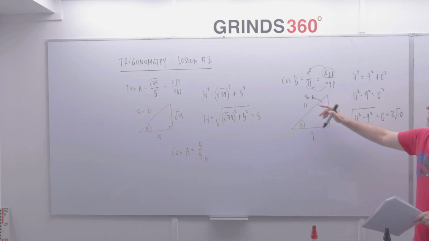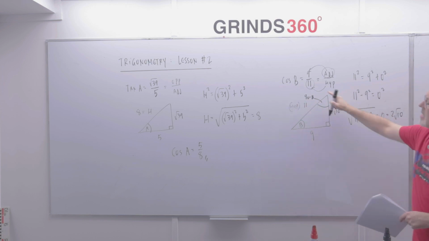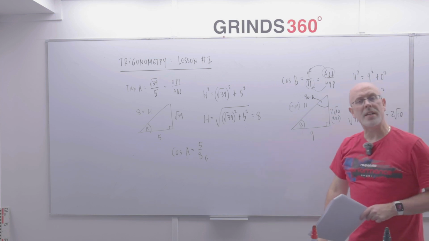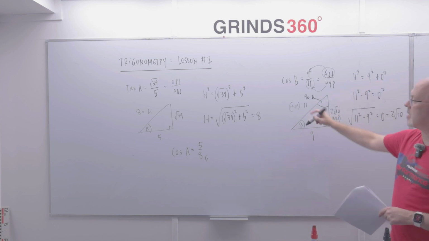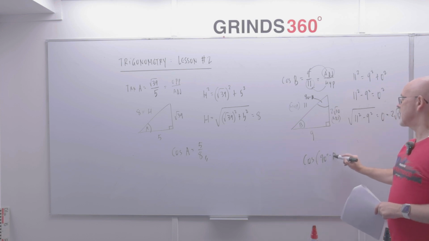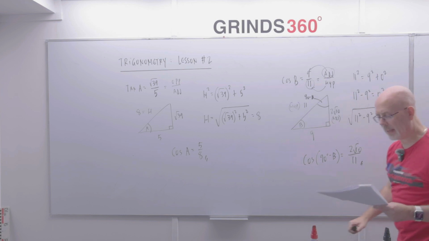So remember, from this angle here, that's the hypotenuse, that doesn't change. But if this is the angle we're dealing with here, this is the adjacent. So for the angle 90 minus b up here, that's the adjacent, that's the hypotenuse. So the cosine of 90 degrees minus b is adjacent over hypotenuse. It's 2 root 10 over 11. And that's my answer.